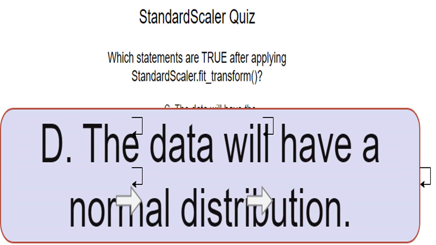Not necessarily. Standard scaler only changes the mean and standard deviation of your data. It doesn't magically make your data look like a bell curve, normal distribution. If your data wasn't normally distributed to begin with, it won't be after applying standard scaler.